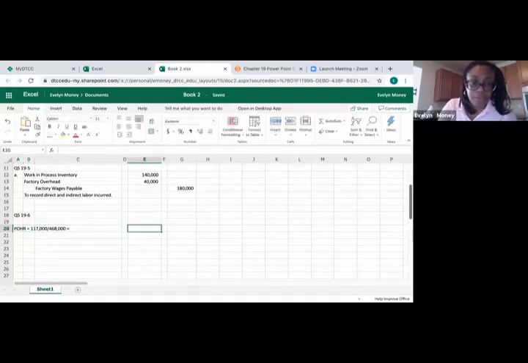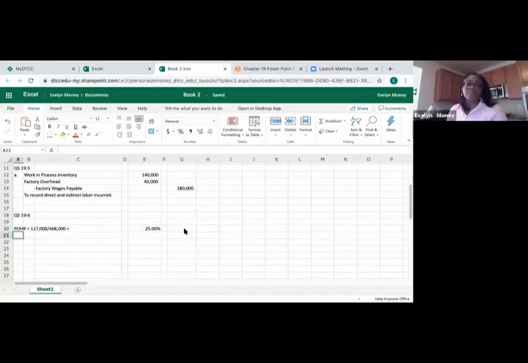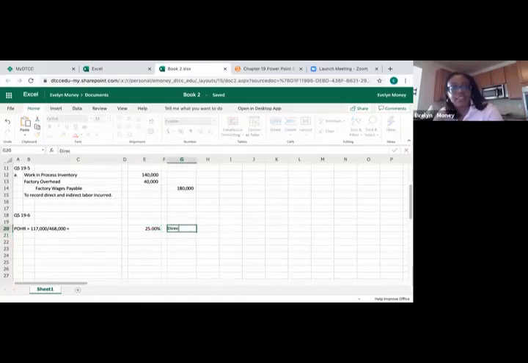We want it as a percentage. So it is 25%. And this is for direct labor.